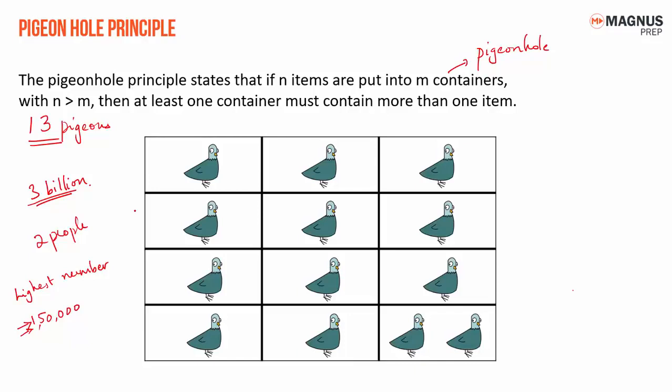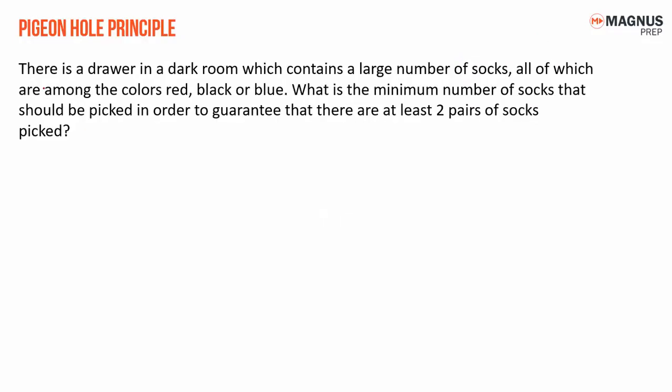Let's look at some of them and see how we can solve them. There's a drawer in a dark room which contains a large number of socks, all of which are among the colors red, black or blue. What is the minimum number of socks that should be picked in order to guarantee that there are at least two pairs of socks picked?